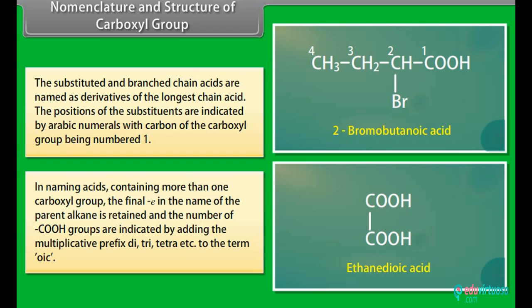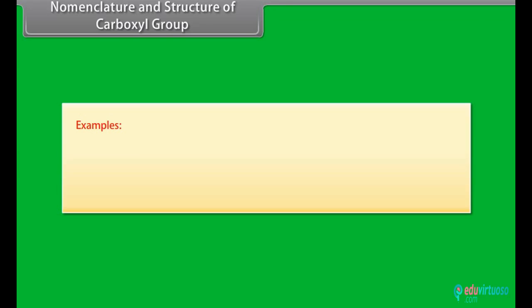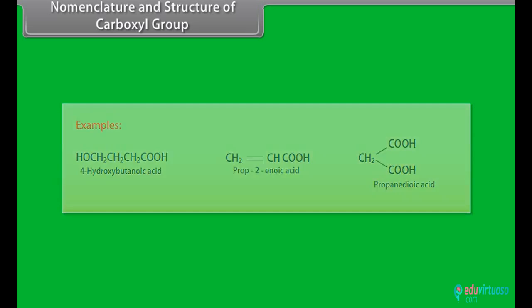In naming acids containing more than one carboxyl group, the final e in the name of the parent alkane is retained, and the number of carboxyl groups is indicated by adding the multiplicative prefix di, tri, tetra, etc. to the term -oic. Examples: 4-hydroxybutanoic acid, prop-2-enoic acid, propanedioic acid.